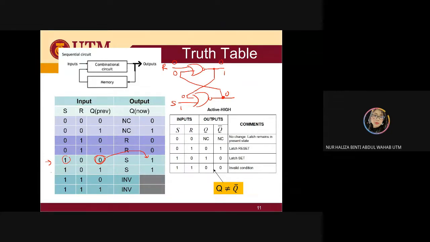So next you have another scenario, similar input but the difference is your previous output. Previous output now is 1. So you have 1 here, 1 will be here, and 1 you will get 0. 0 will go here and it's going to be output as 1 for your Q. Again, similar. So you can see there is no change at all from your previous output.